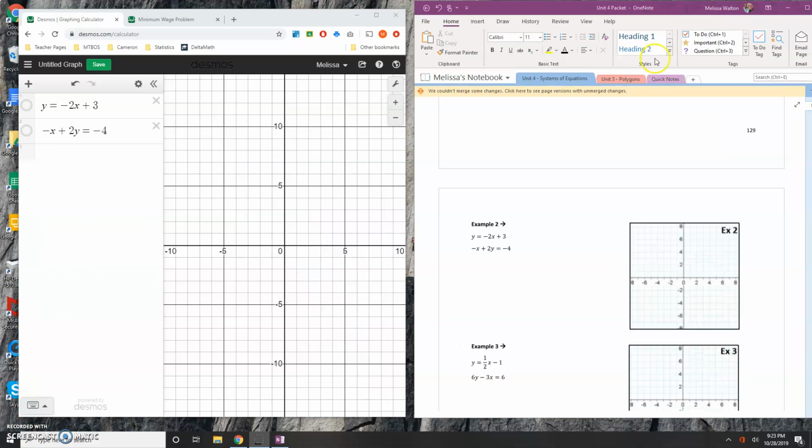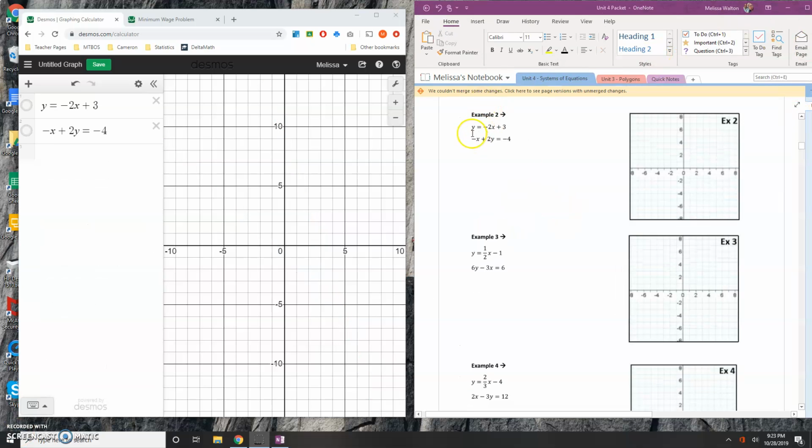Here's what I got. First off, for example 2, y equals negative 2x plus 3. We have a y-intercept of 3, a slope of negative 2. This should have looked like this. Y-intercept of 3, slope down 2 over 1, down 2 over 1. Over here, you could have solved for y, or you could have done this by intercepts.